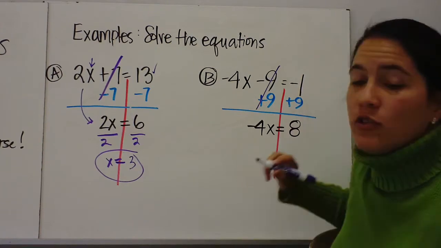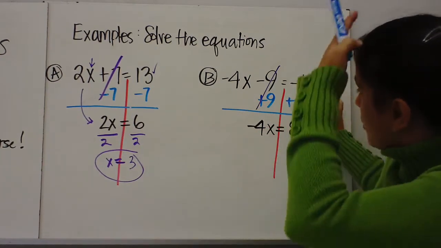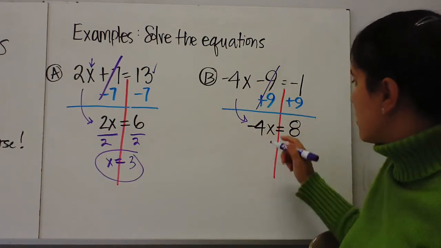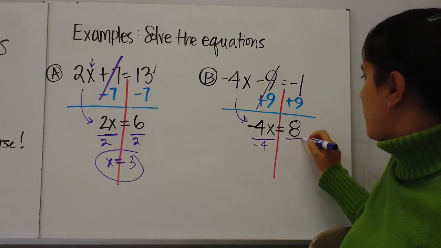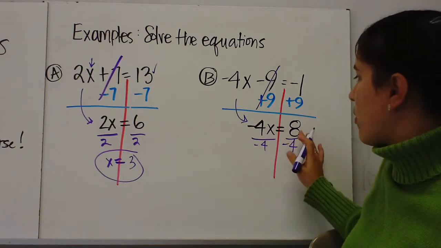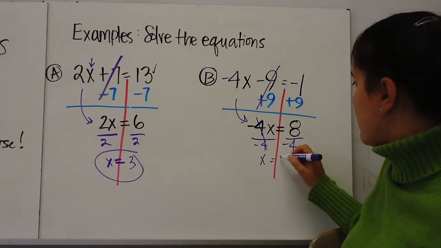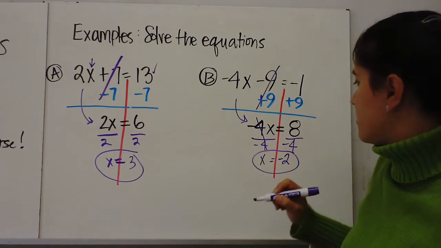Negative 1 plus 9. If you don't know that, type in your calculator. Negative 1 plus 9 is 8. And then I bring over my negative 4x. I'm going to divide by negative 4 because I want to go over the line. And 8 divided by negative 4 is negative 2.